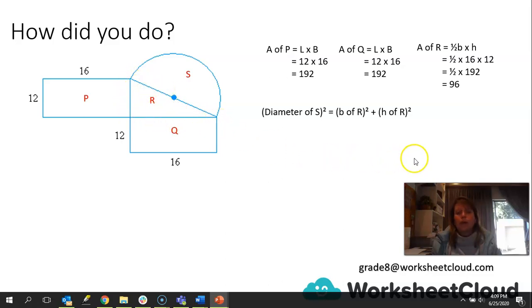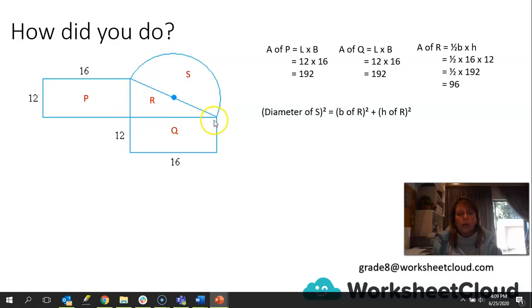So if we use Pythagoras, we're going to go the hypotenuse squared is equal to the sum of the other two sides each squared. Okay, so here we've got the breadth of R. It's not really, it's the base, sorry, of R, and the height of R. Okay, so the base of R and the height of R, which we know the base is 16 and the height is 12.